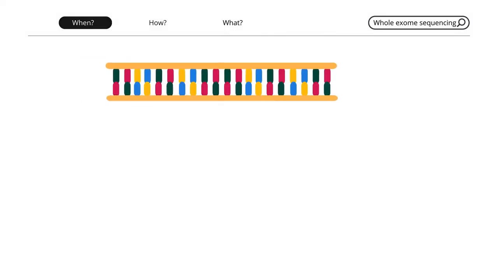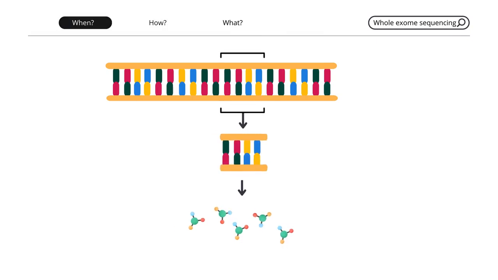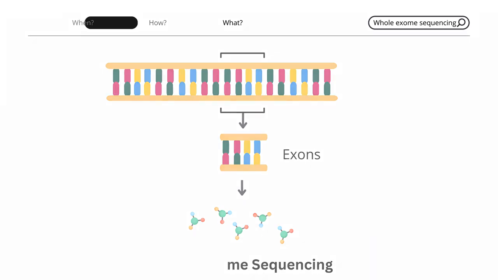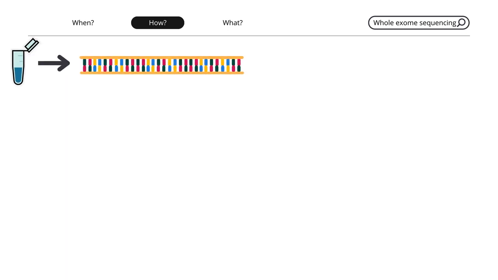In 2009, scientists advanced sequencing technology to capture the protein-coding regions of DNA, called exons, in a method called whole exome sequencing. Here is how it works. The process starts, like all others, in which DNA is captured from the sample and fragmented.